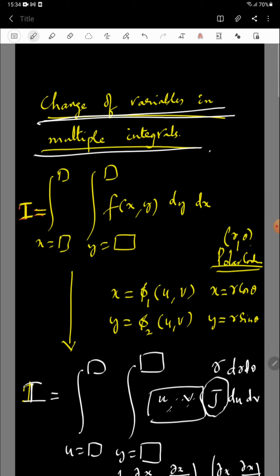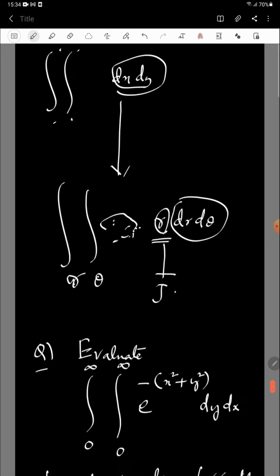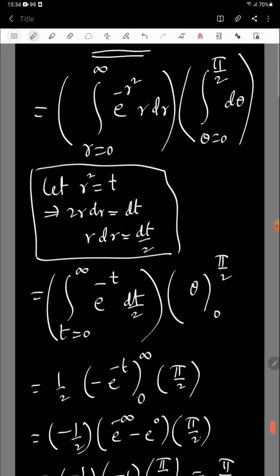that is change of variables in multiple integrals. And keep in mind that you should never forget to write the factor of the Jacobian. From Cartesian to polar it is just r, but if some other values are given, for example x is given as u square plus v square and y is given as u square minus v square, at that time the Jacobian should be calculated and that should be written. I hope you understood.